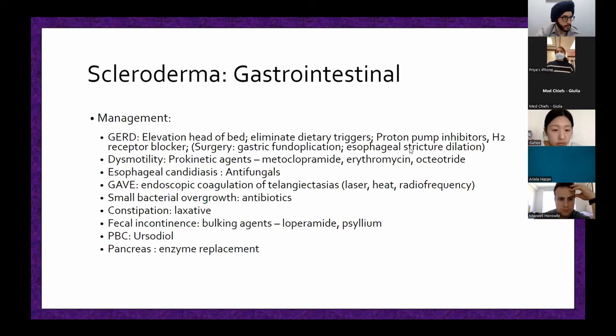So that's important. Prokinetic agents such as Reglan, erythromycin, and octreotide are things our GI colleagues may consider. A lot of these patients are super infected, so antifungals are important for Candida. For GAVE and telangiectasias, the GI may consider laser, heater probe, or RFA. For small bowel bacterial overgrowth, we treat with antibiotics. Laxatives are helpful for constipation, and bulking agents if there's overflow stool incontinence. Ursodiol is used for primary biliary cirrhosis, and for pancreatic insufficiency, we use enzyme replacement.